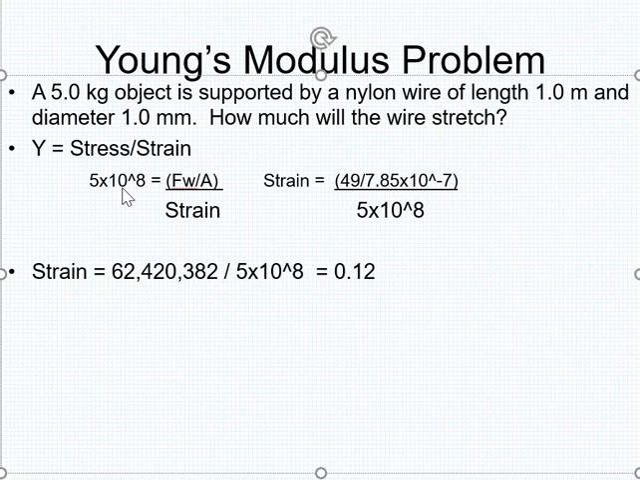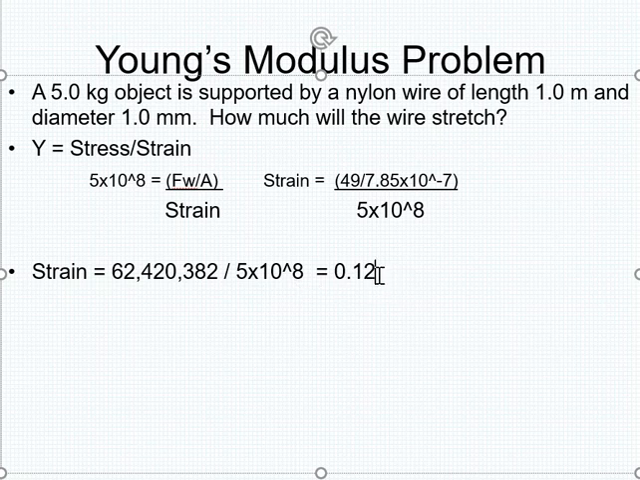Okay, so I didn't like how that was working out for you, so I tried to make it a little bit easier for you to see. What we've learned in algebra is that you can exchange your answer with the denominator. So what we did here is I put the answer in the denominator and took the variable that we were trying to solve for, strain, and made it our answer. So what that gives us now is the strain is equal to 62,420,382 divided by 5 times 10 to the 8th, which gives us 0.12.